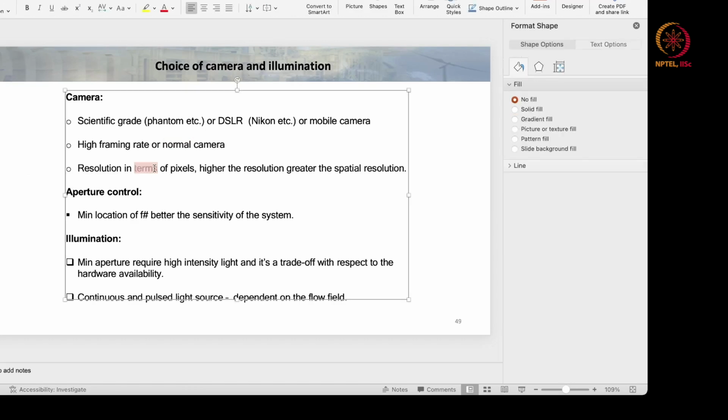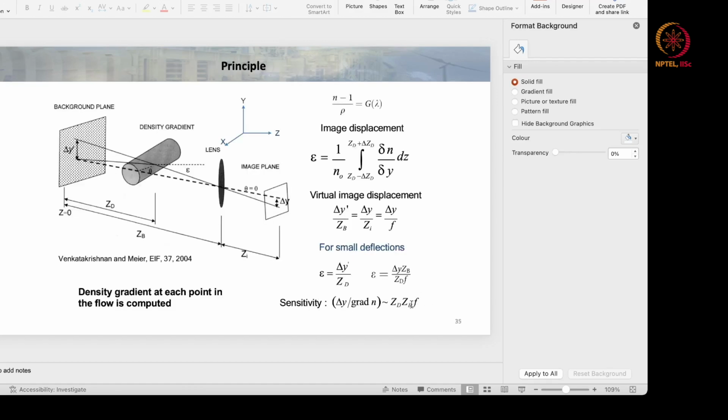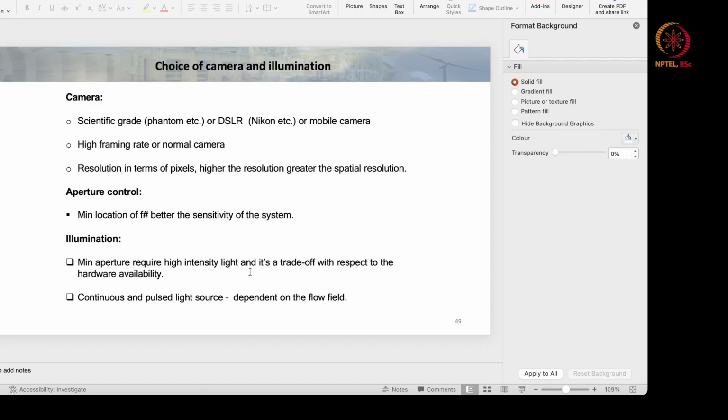The resolution in terms of pixels: the higher the resolution, the better the spatial resolution that you can achieve. Aperture control is better for the sensitivity, the minimum location of f, which gives better sensitivity of the system. Now, if you look at this, you will recall that f was here, so the sensitivity can be tailored according to your application. And of course, the minimum aperture is required for high light intensity, and it's a trade-off with respect to the hardware availability.